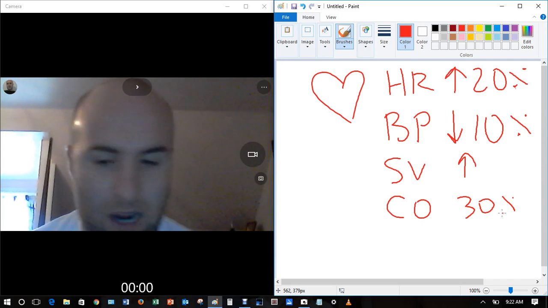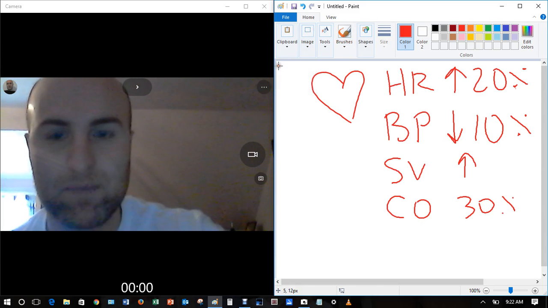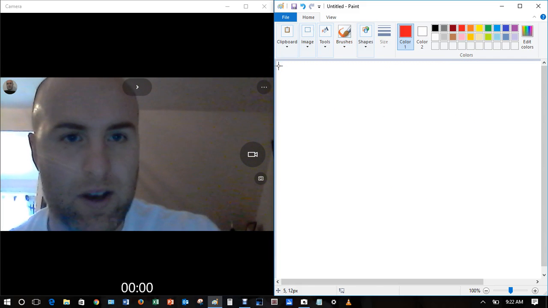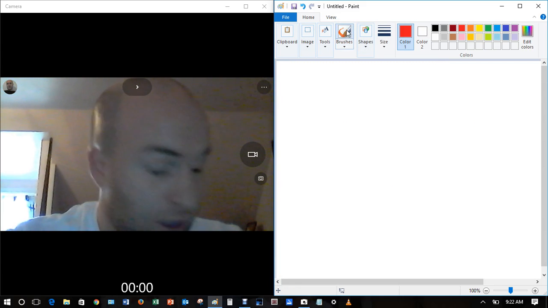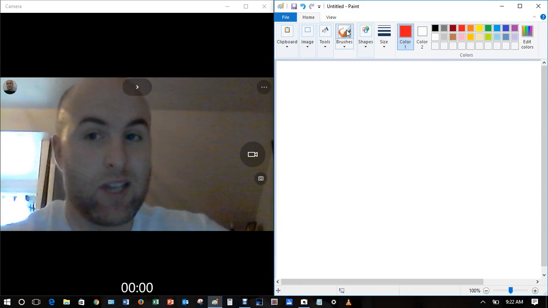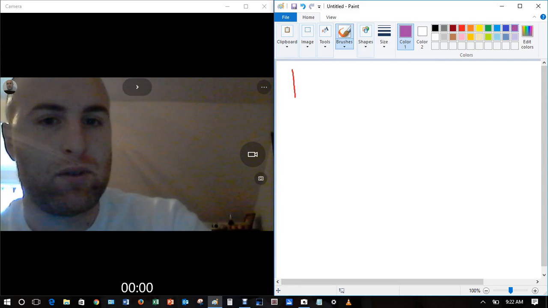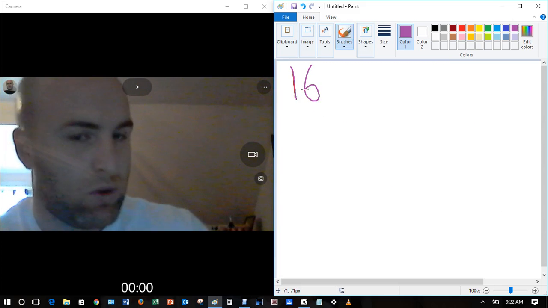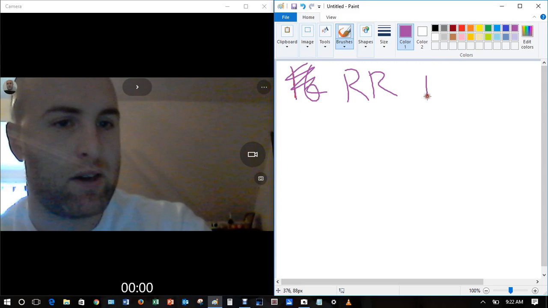So now let's talk about the lungs a little bit. With lungs, we have the following occurring with the mother. So we've got the respiratory rate. The respiratory rate is going to stay the same. I believe it's usually like 16. I'll use a different color now. I'll use purple. So 16. So respiratory rate, same.